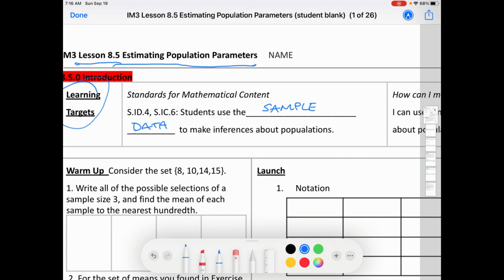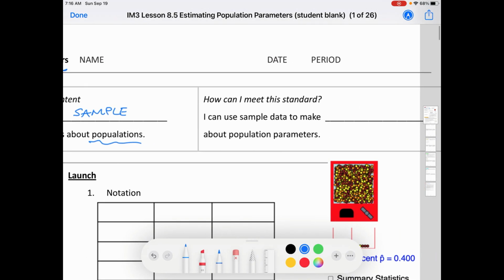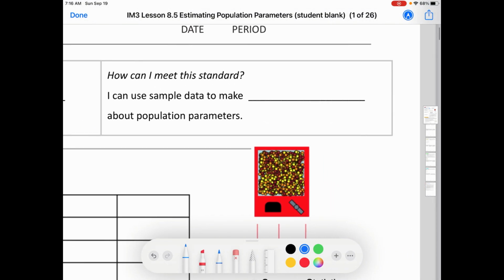Now, sometimes those boring surveys, if they're not going to pay me, I'm probably not going to take them. That's why, at the end of your receipt, if you go to McDonald's or Jack in the Box, they always ask you, want to take a survey, and they're willing to pay you. They're trying to get some sample data to talk about the whole population. All right, how can we meet this standard? I can use sample data to make inferences about the population parameters.